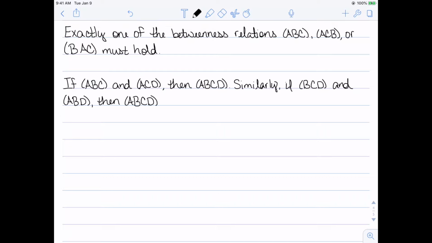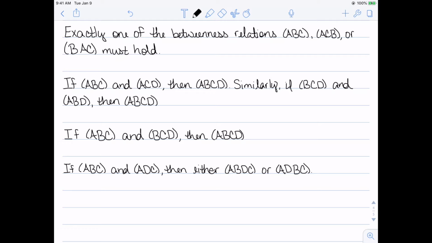The next one for betweenness properties of rays, this time I have four distinct points A, B, C, D. If I know I have the betweenness relation ABC and the betweenness relation ACD, then I'm able to say ABCD. Similarly, if I have the two betweenness relations BCD and ABD, then I'm also able to say ABCD. If I know I'm talking about rays and I have the betweenness ABC and BCD, I'm also able to say ABCD.